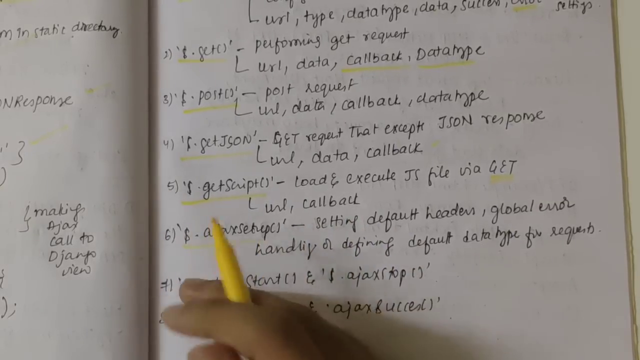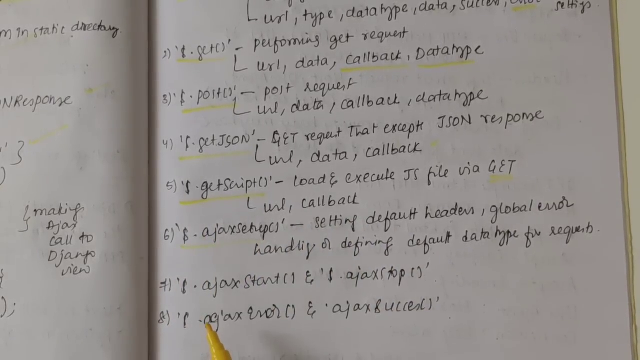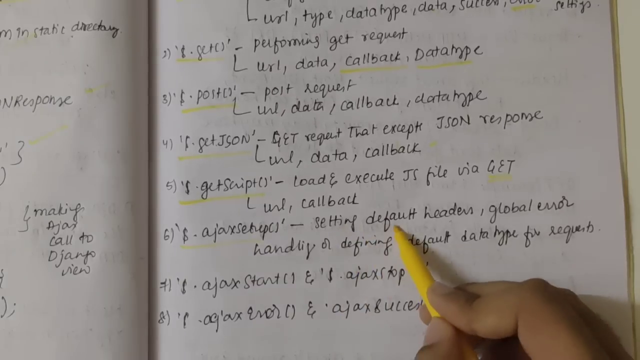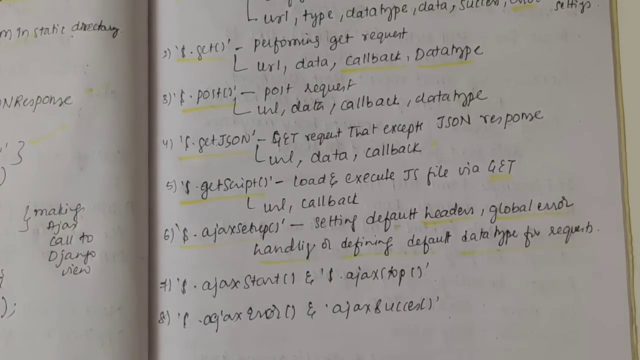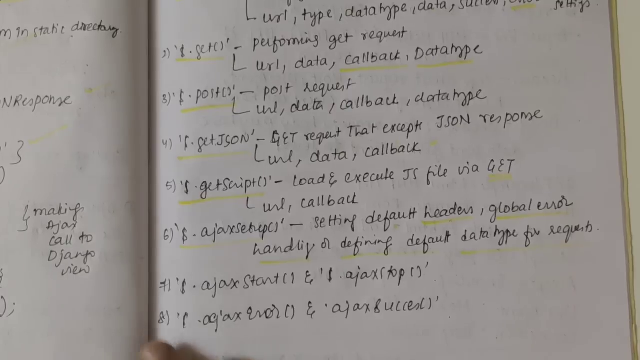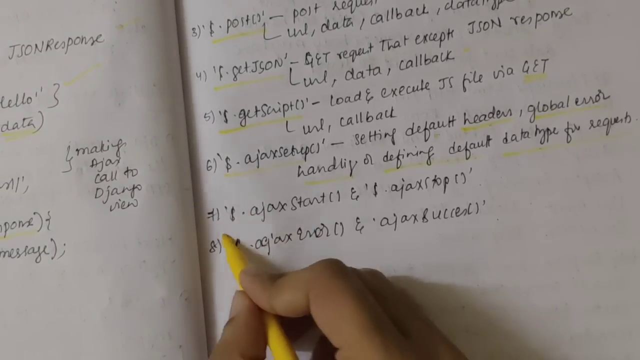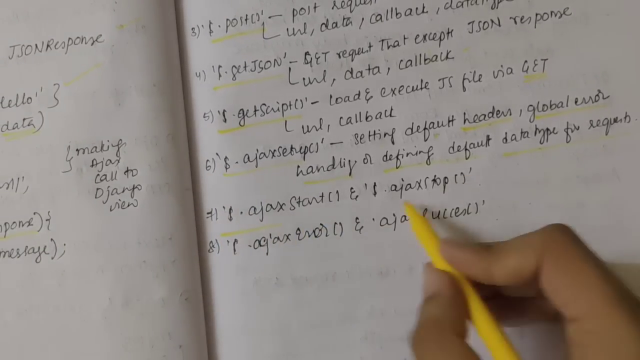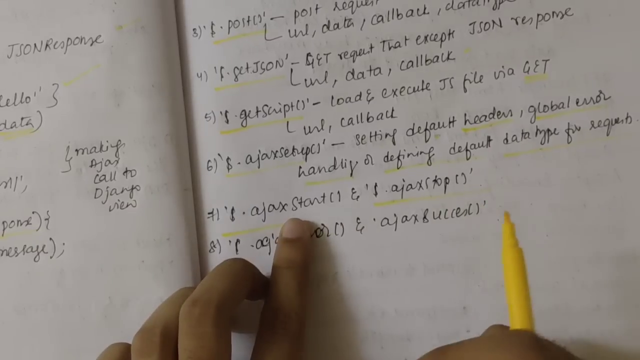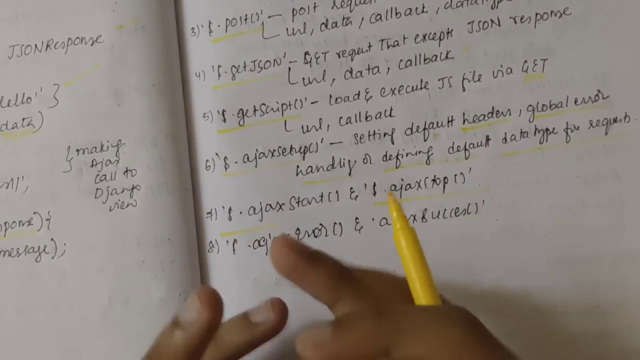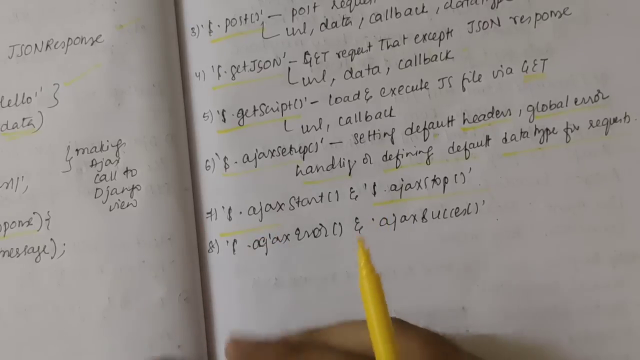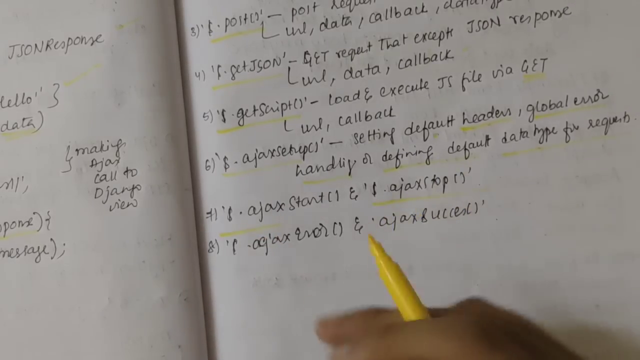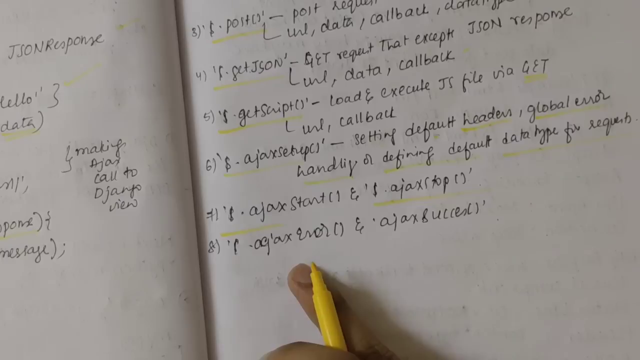Next I have $.ajaxSetup. This is used for setting the default headers, global error handling, or defining default data types for the requests. Moving further, we have ajaxStart and ajaxStop. So this is to initiate the method, like performing the operations or updating the values dynamically, and this is to stop. And again we have ajaxError and ajaxSuccess.